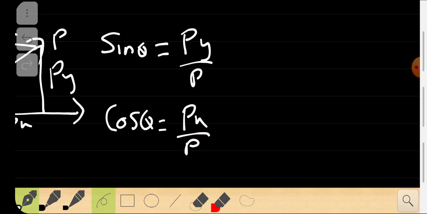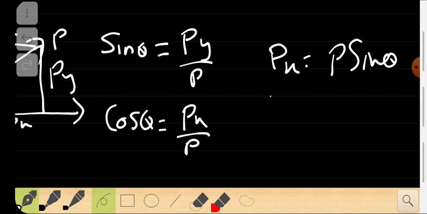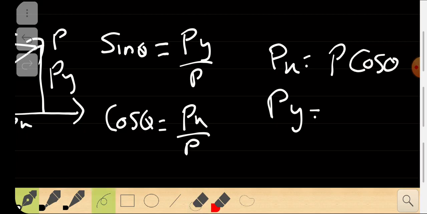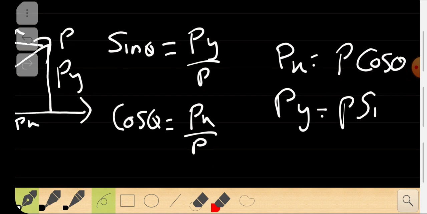So you can say px, which is the x-intercept, will be p cos theta, and py will be p sine theta, right? So that's easy.